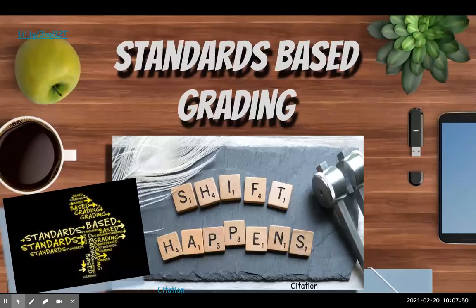So now let's talk about standards-based grading. Now, this was something that was new and dear to my heart because I did not appreciate the traditional grading scale. And for a lot of the reasons I'm going to discuss with you now, standards-based really takes the unbiased out of grading. It takes the subjective.